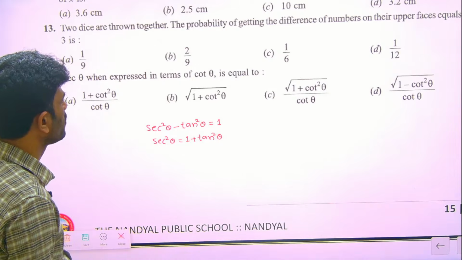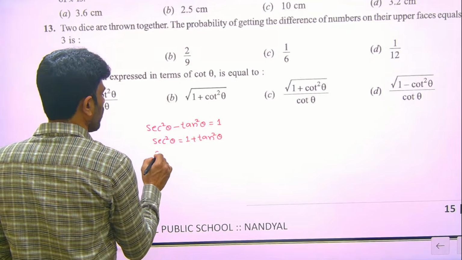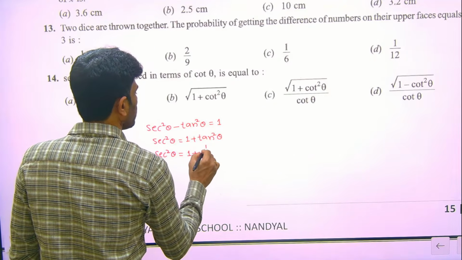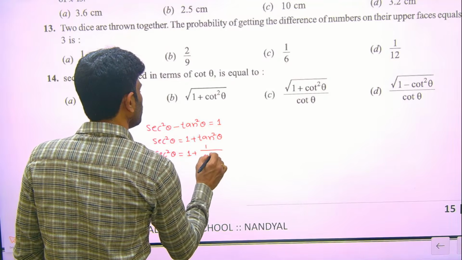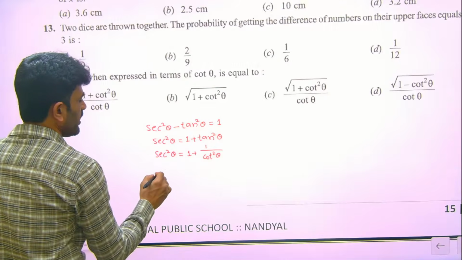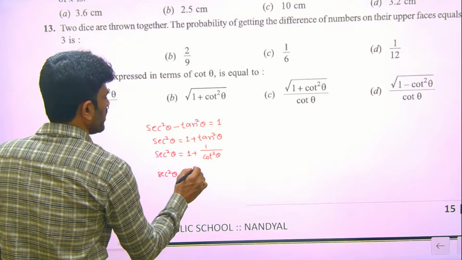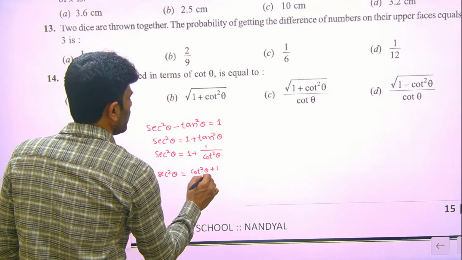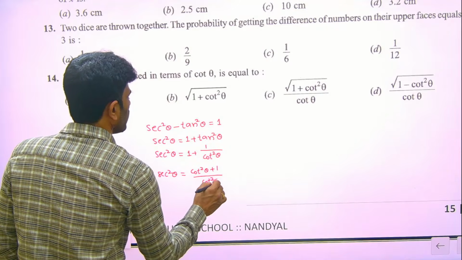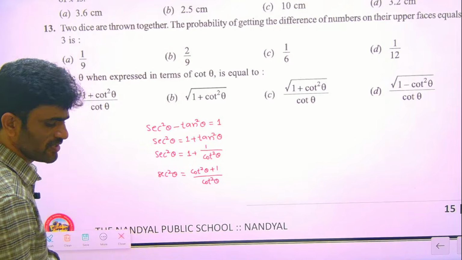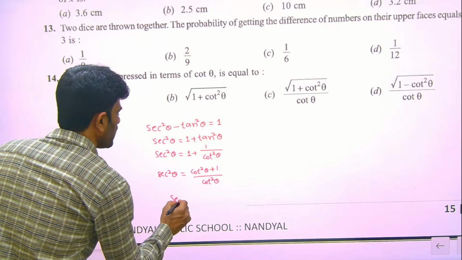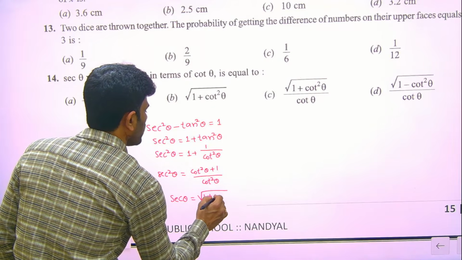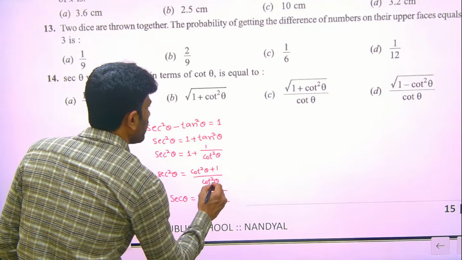But we want secant theta in terms of cot, so this tan should be written in terms of cot. How can we write tan in terms of cot? Tan is 1 by cot, so we write 1 by cot theta, 1 by cot square theta. Now we take the LCM. Secant square theta is equal to cot square theta plus 1 by cot square theta. Then we apply the root on both sides to get secant theta. So secant theta is equal to root over 1 plus cot square theta by root over cot square theta, which is cot theta.